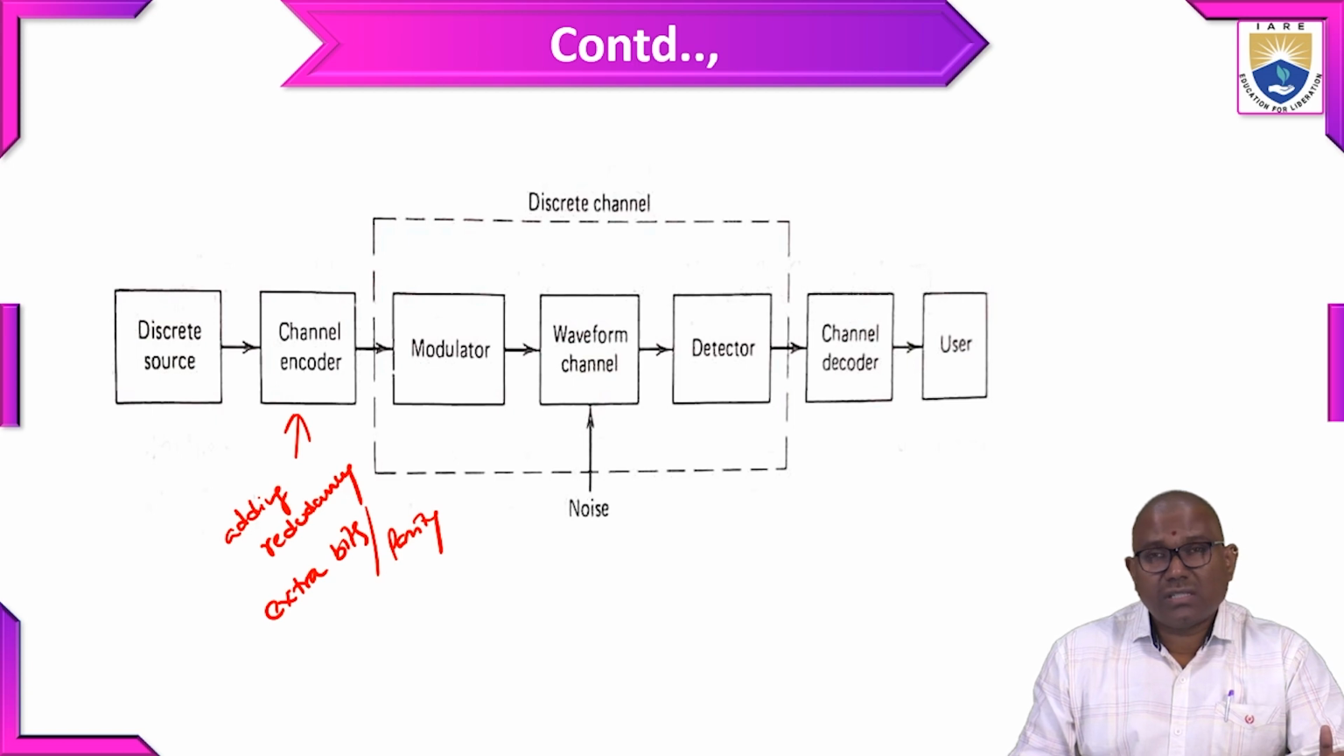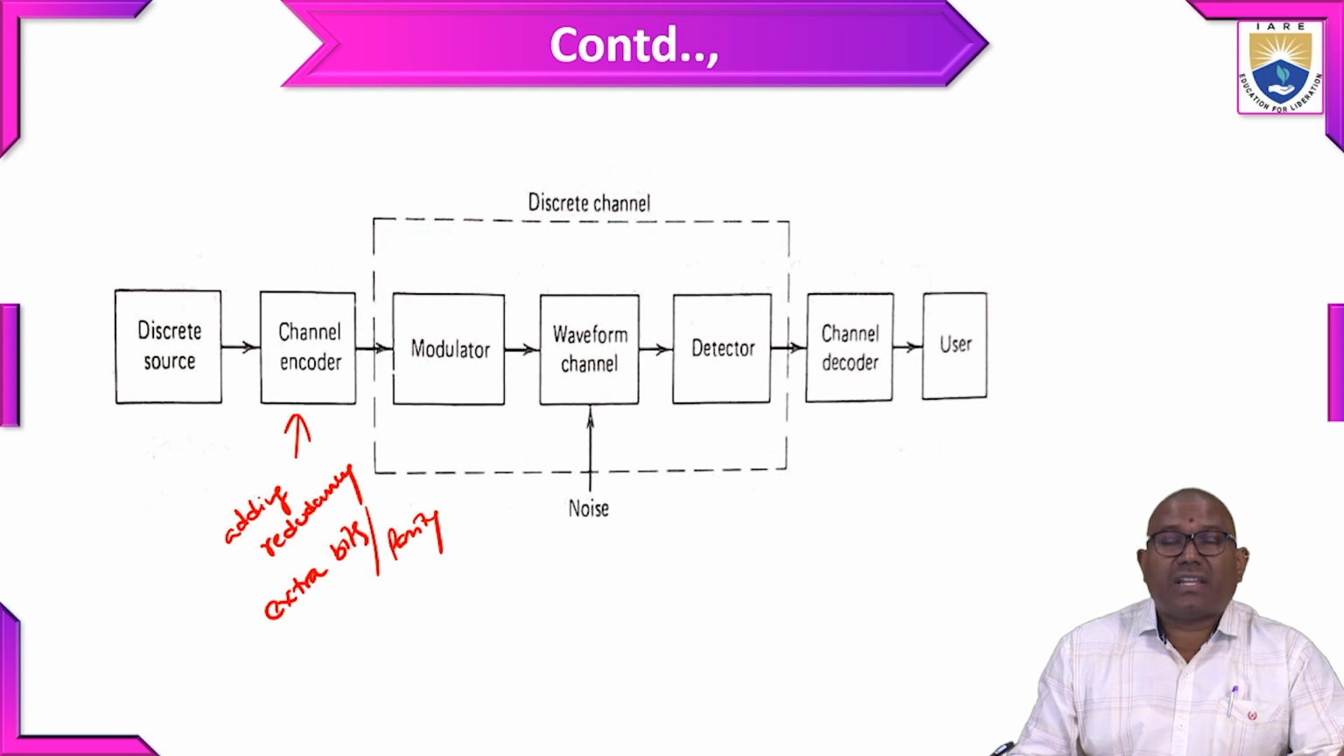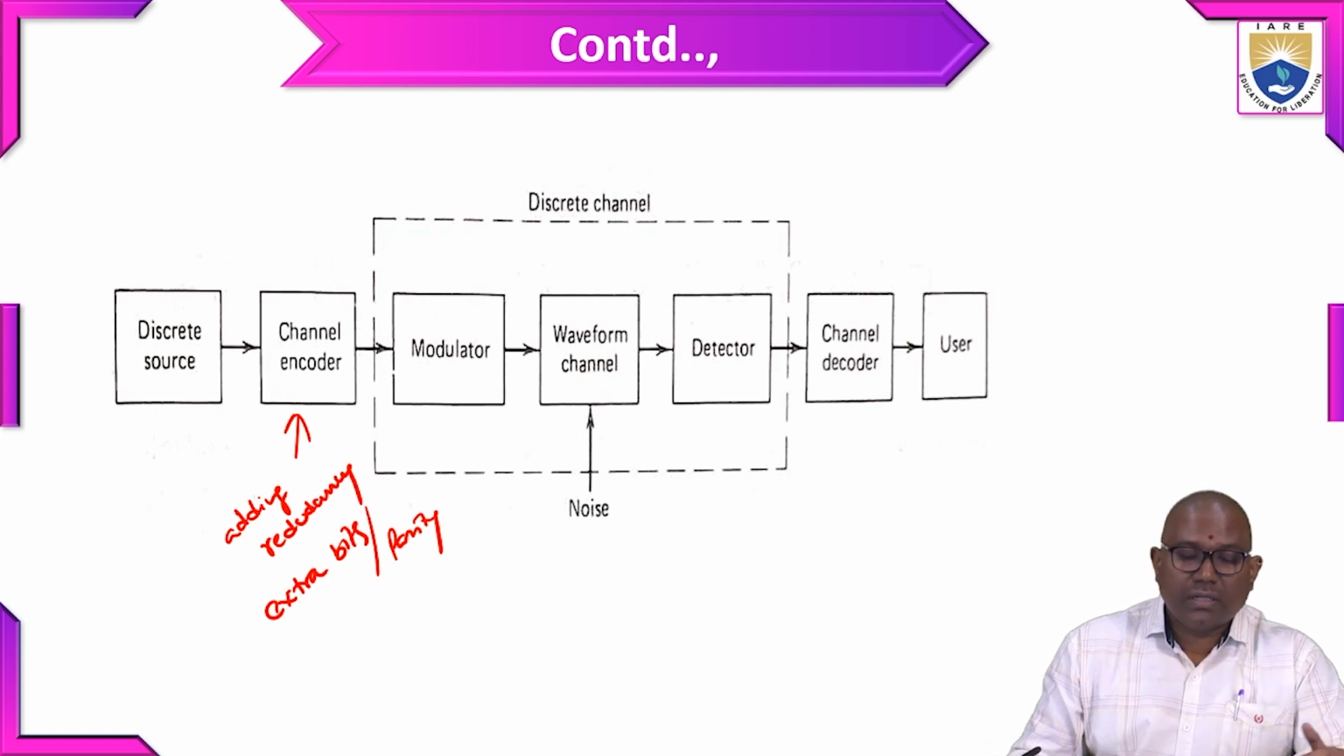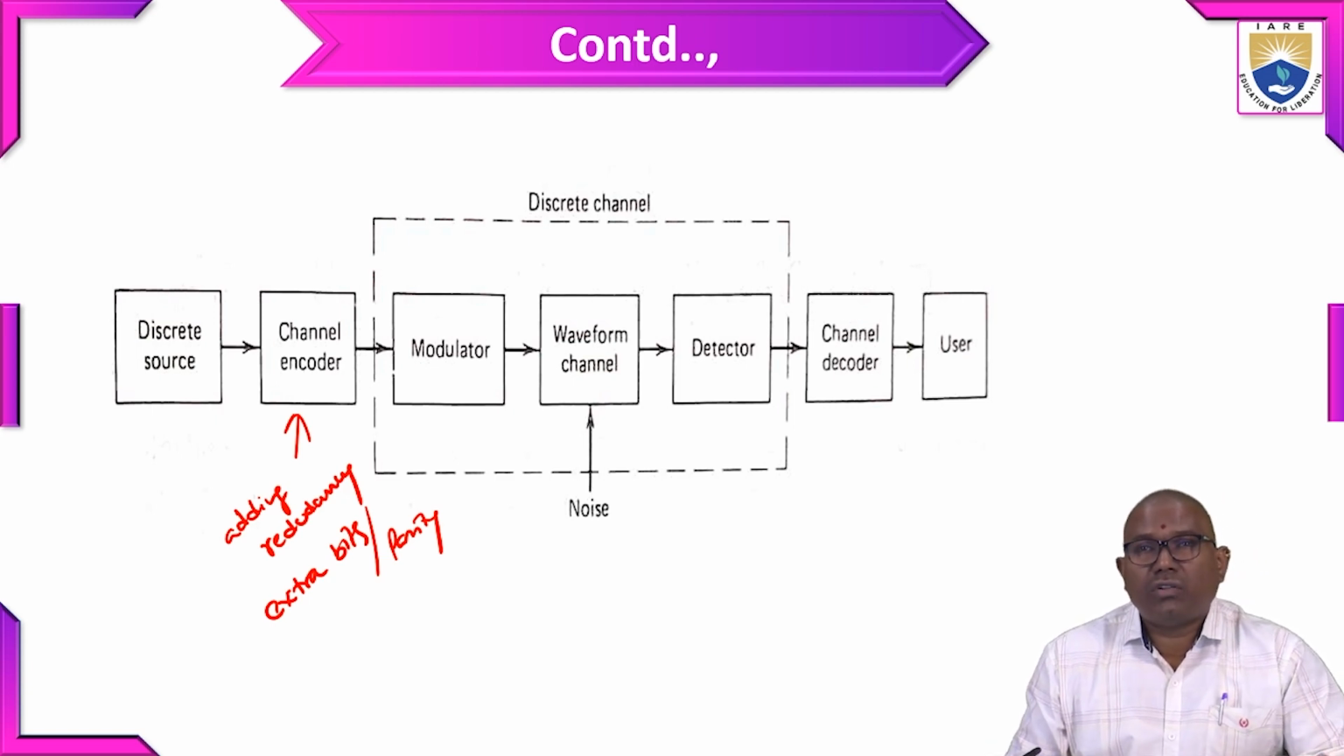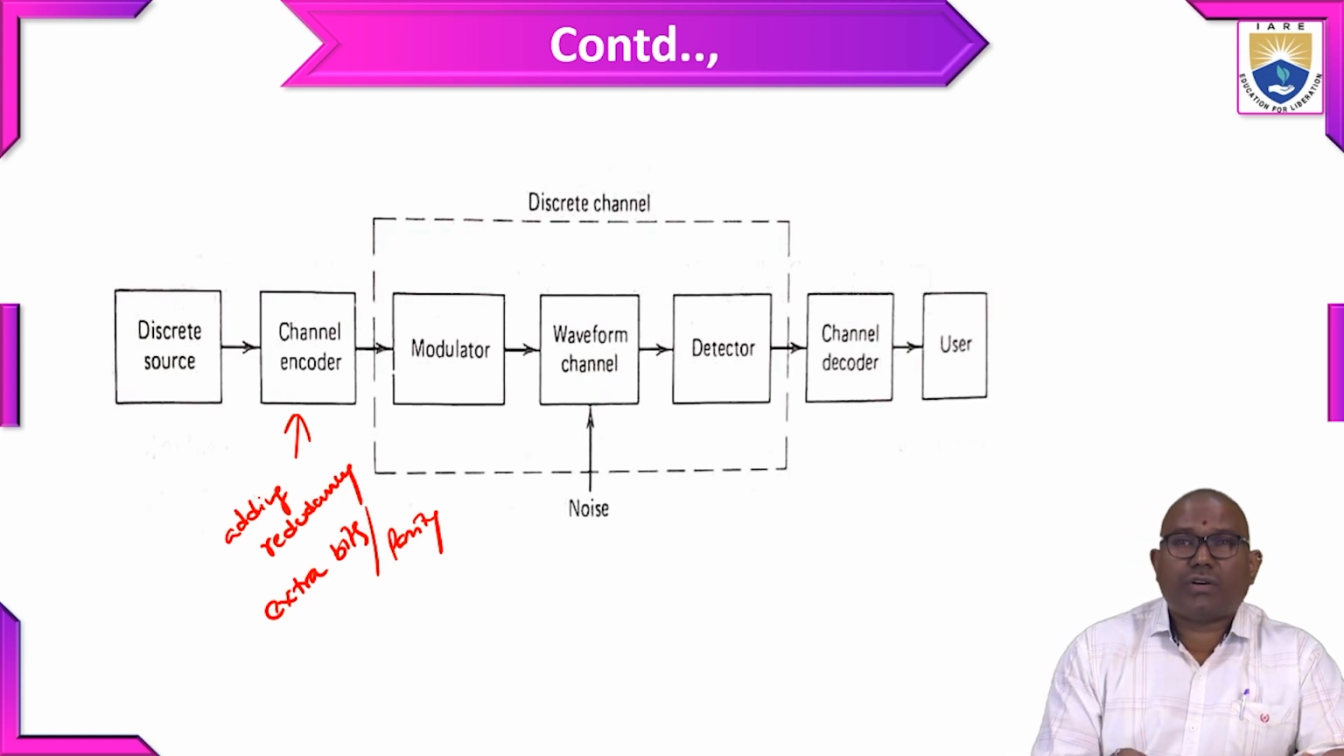The modulator converts this discrete source into a form suitable and compatible with the channel. Why? My channel is analog, so my aim is to convert into a waveform. So this side is the waveform channel.